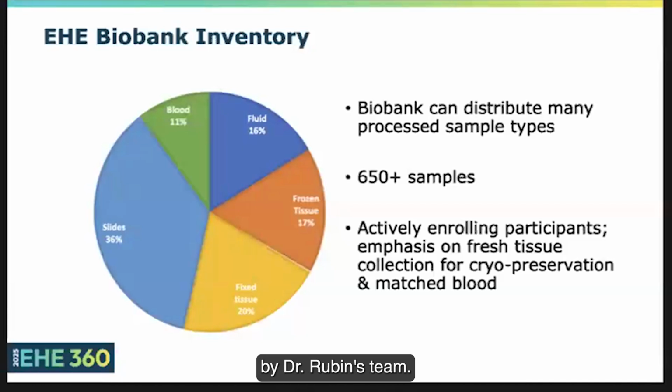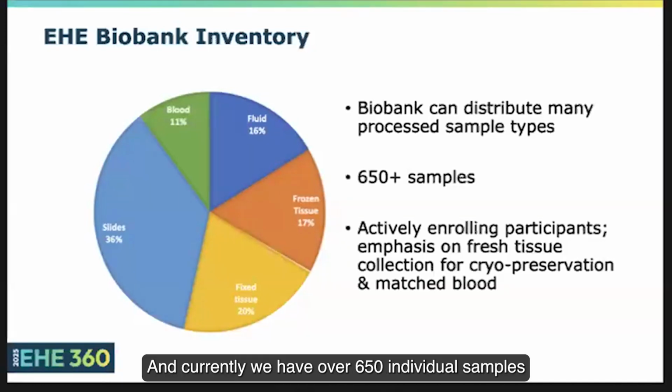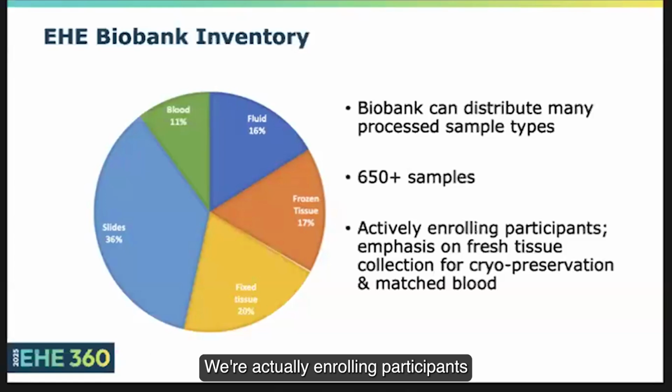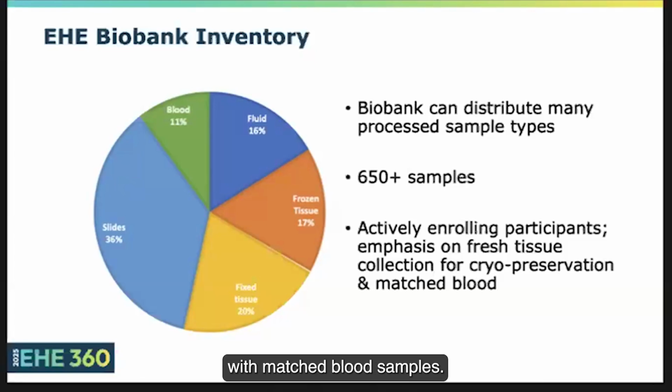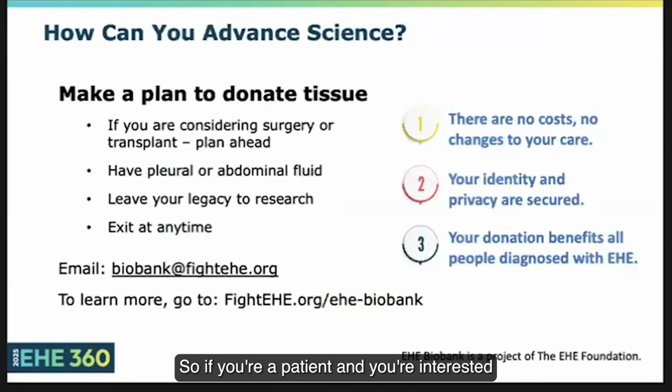Rubin's team. And currently we have over 650 individual samples in the bank, and we're always excited to add more. We're actually enrolling participants with an emphasis on creating cryopreserved samples with matched blood samples. So if you're a patient and you're interested in donating tissue, please let us know. If you have an upcoming procedure, the earlier we're notified, the better.